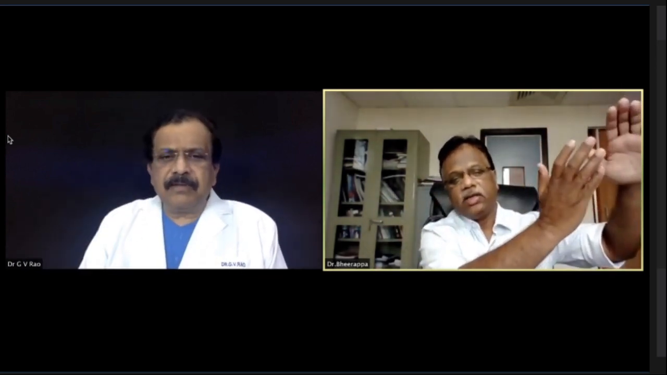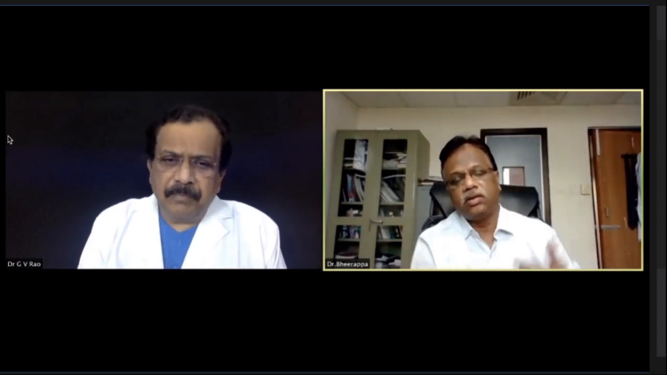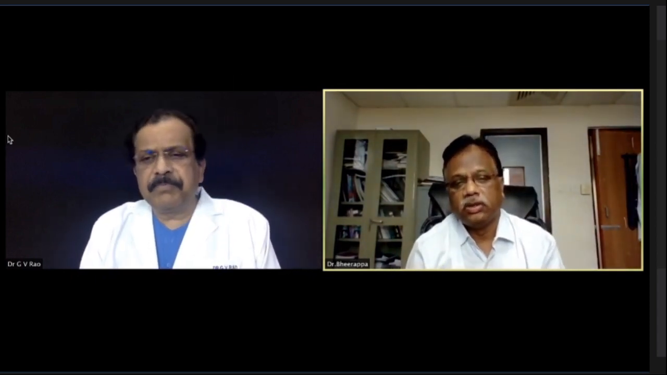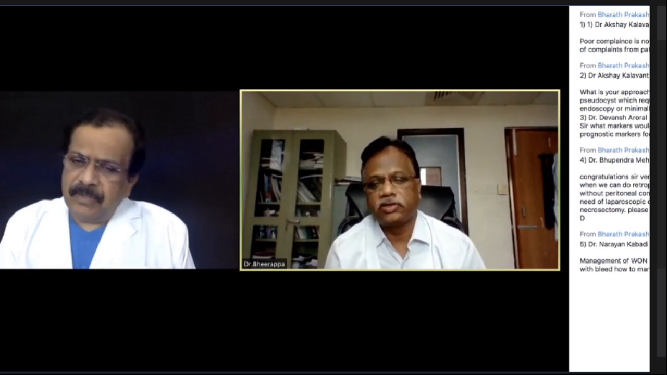Sometimes the necrosis pointing in the retroperitoneum will be connecting to the lesser sac. In those cases, make a nick and then pass the retroperitoneal scope and take out all the necrosum. And if the necrosum is very close to the stomach, as you mentioned, then transgastric endoscopic necrosectomy.